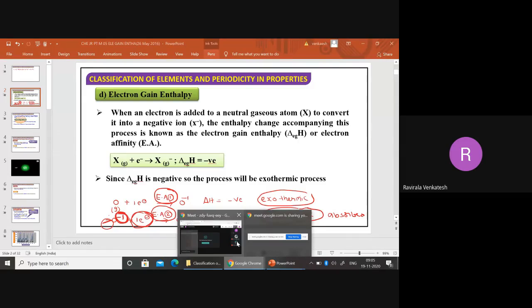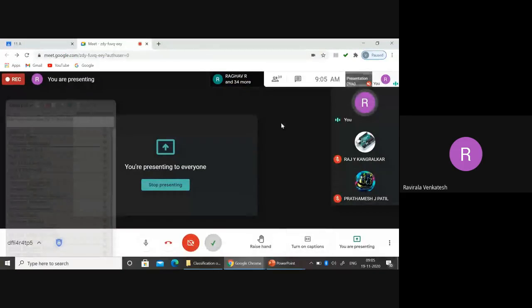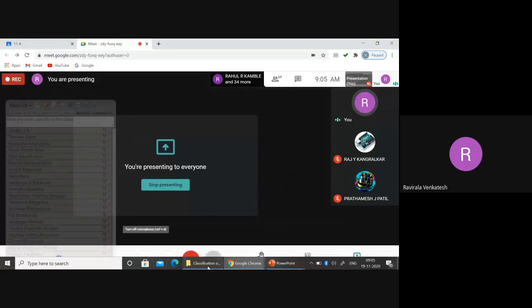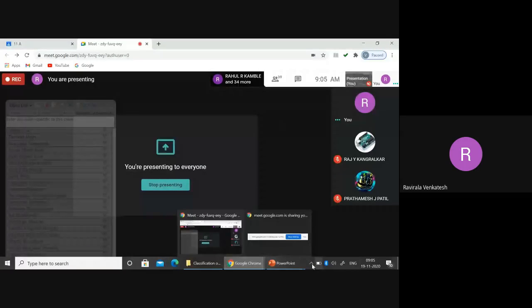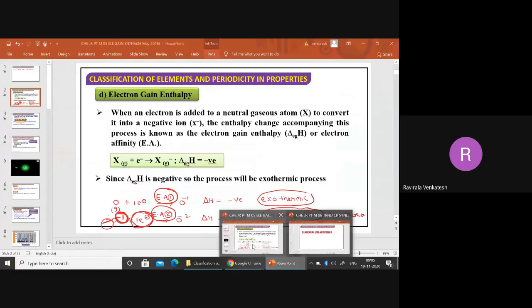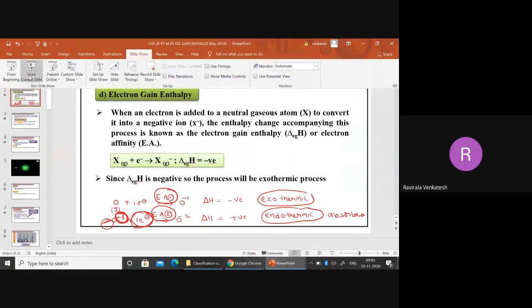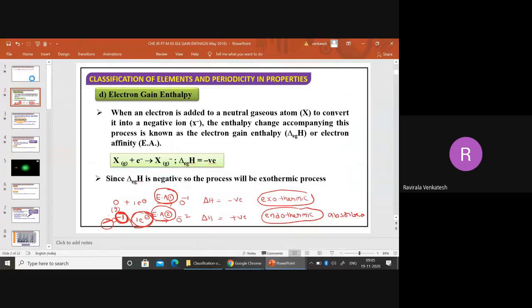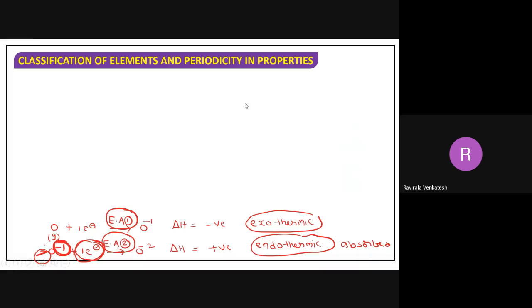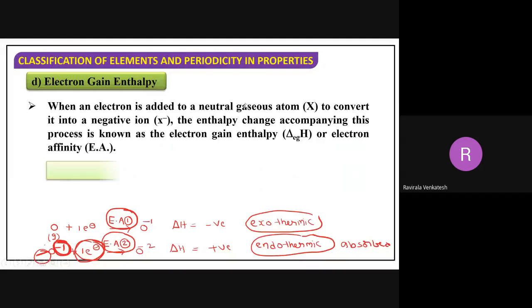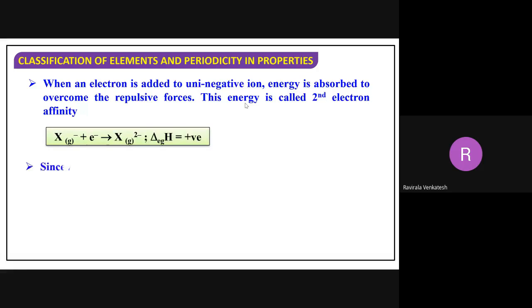Now let me see the continuation topic here. I told you everything yesterday. Second electron affinity means adding the second electron here. Simple thing. Everything will be completed.